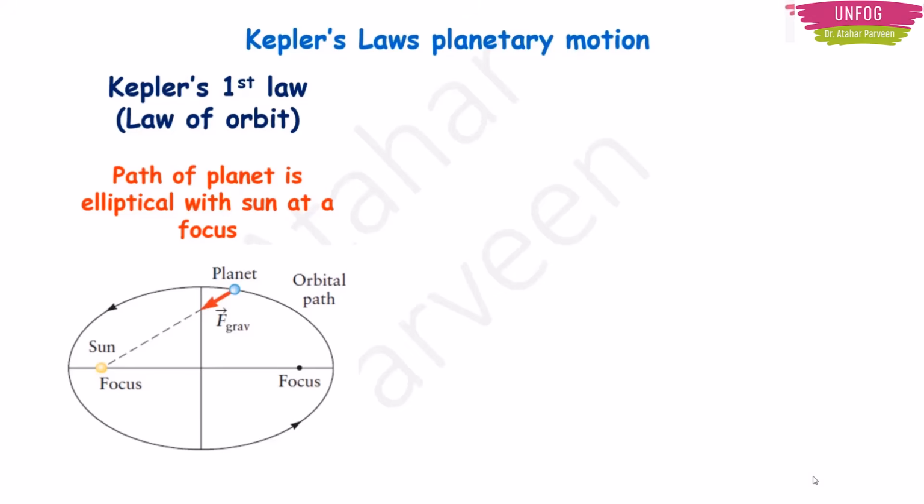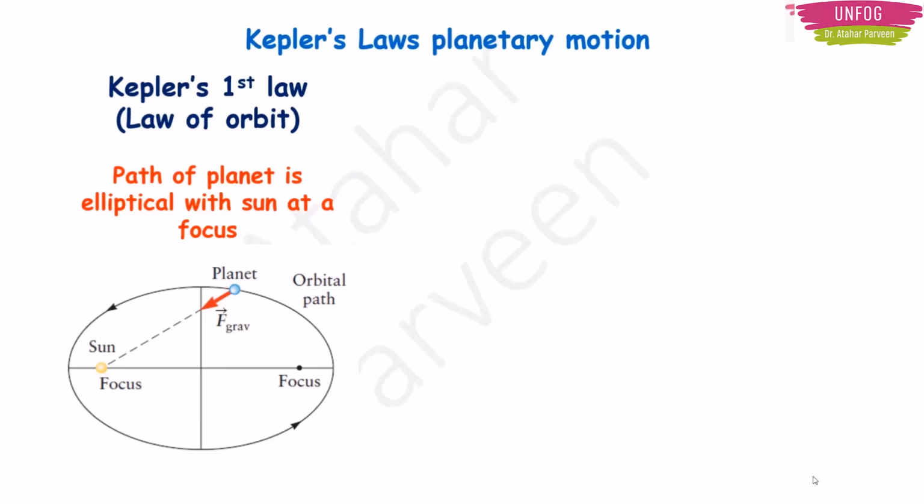First law he told is that the path of the planet is elliptical with sun at a focus. If you draw an ellipse, there are 2 points in ellipse called foci. At one of the foci, Kepler says that sun is there and around it earth is moving and its path is elliptical. It is not circular, it is elliptical. So this law is commonly known as law of orbit. And any type of MCQ can be asked based on these laws.